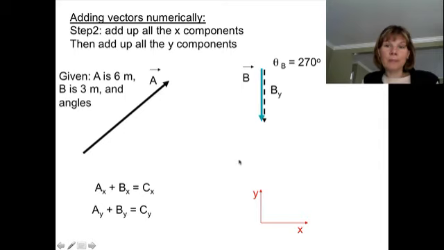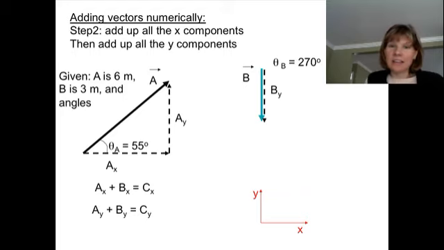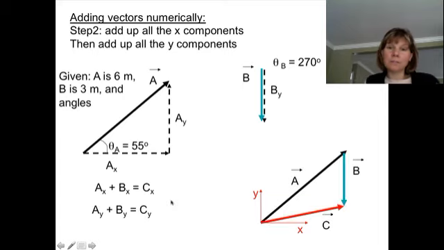Okay, so what we're going to do is to add these together. So what you do is once you find all the x components, you evaluate them, and you find all the y components, and you evaluate what those are using the equations on the previous slide, you add them up, and then that gives you the new x component for the resultant vector. So the x component of the resultant vector is going to be the sum of the x components of A and B, and likewise for the y component.